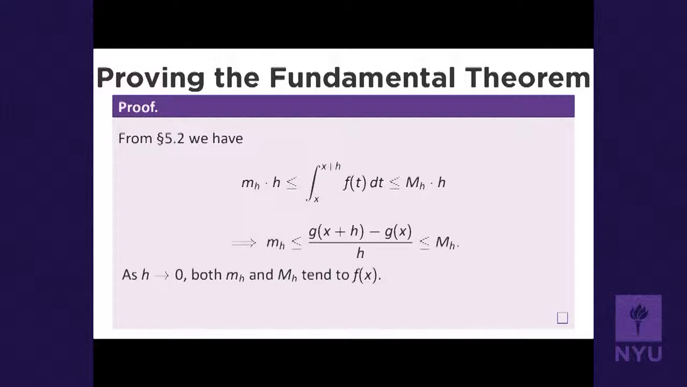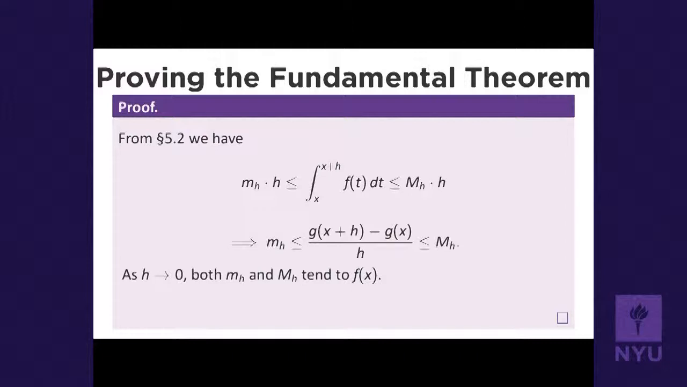Okay, so here's the deal. As h goes to 0, capital M sub h goes to f of x. And as h goes to 0, also little m sub h goes to f of x. So if this quantity goes to f of x as h goes to 0, and this quantity goes to f of x as h goes to 0, what can you say about the thing in the middle? It has to go to f of x too. Whose theorem is that? Mr. Squeeze's theorem, that's right.